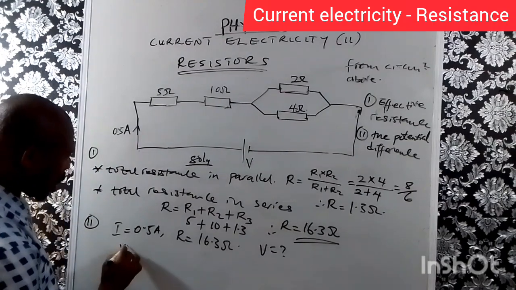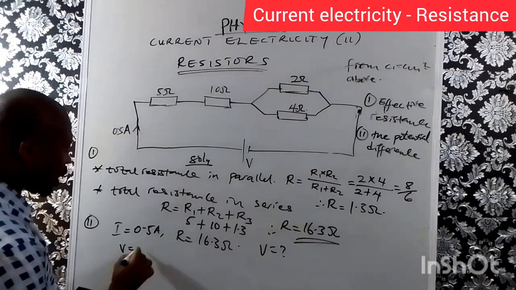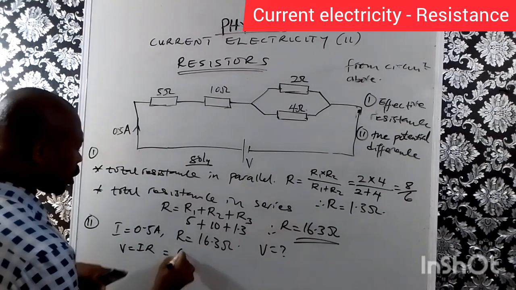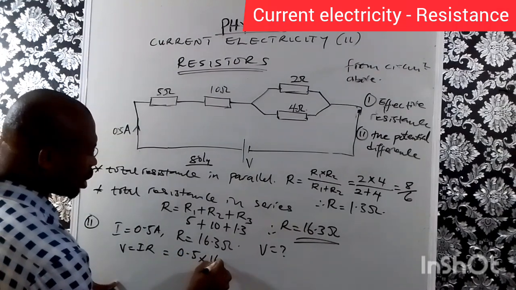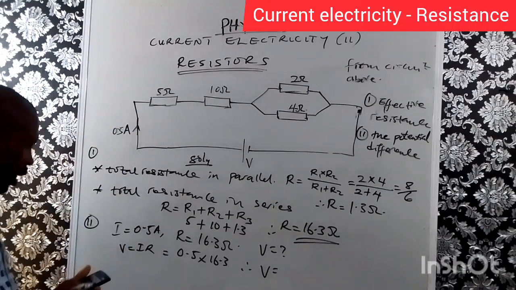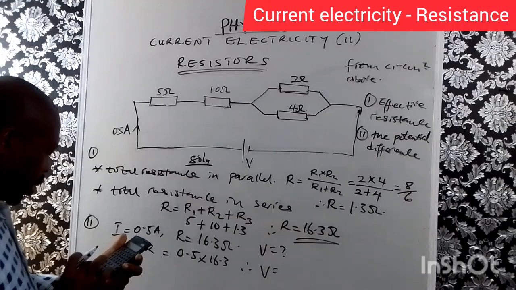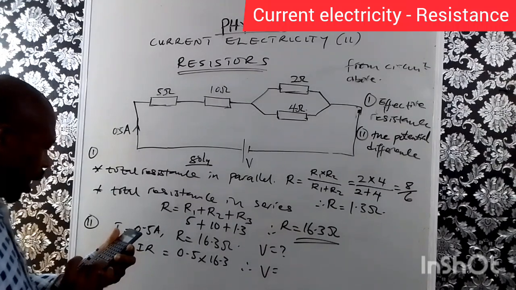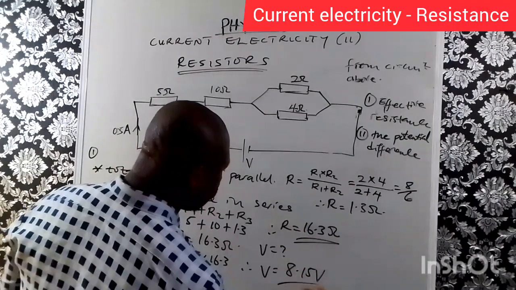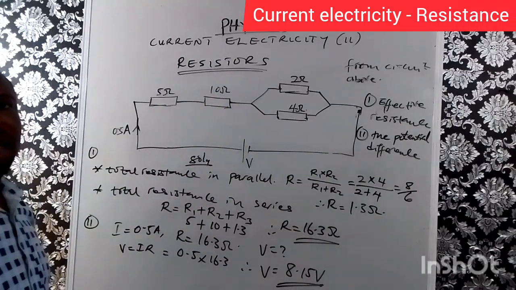Now, V will give us, from Ohm's law, V is equal to IR, which will give us I, which is current, 0.5 times 16.3. Therefore, V will give us 0.5 times 16.3. It will give us 8.15 volts, the potential difference flowing in the circuit.